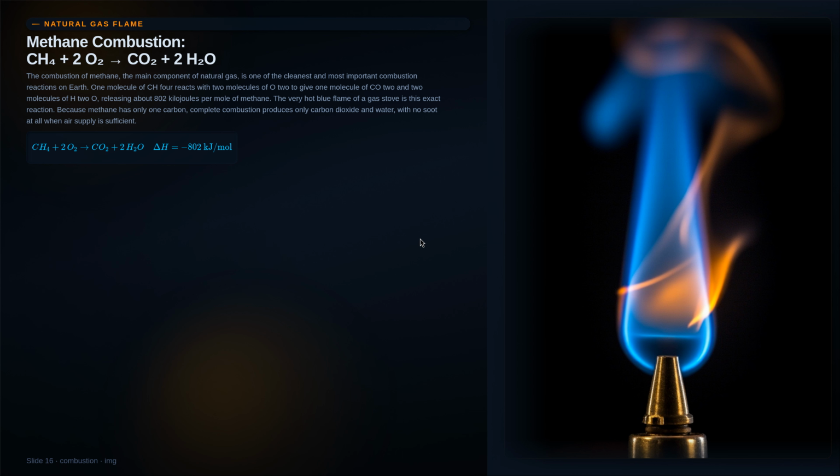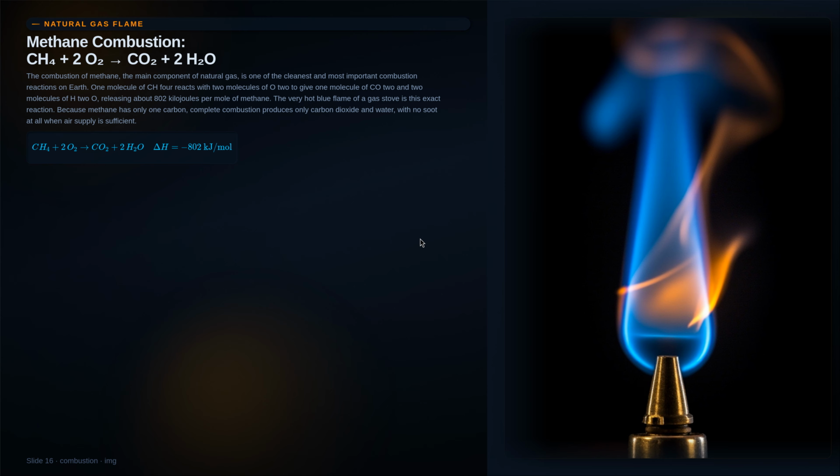Methane gas flows up the barrel and mixes with oxygen from the air. When ignited, the balanced equation is CH4 plus 2O2 yields CO2 plus 2H2O plus energy. This is a complete combustion. There is plenty of oxygen, so the products are only carbon dioxide and water vapor.